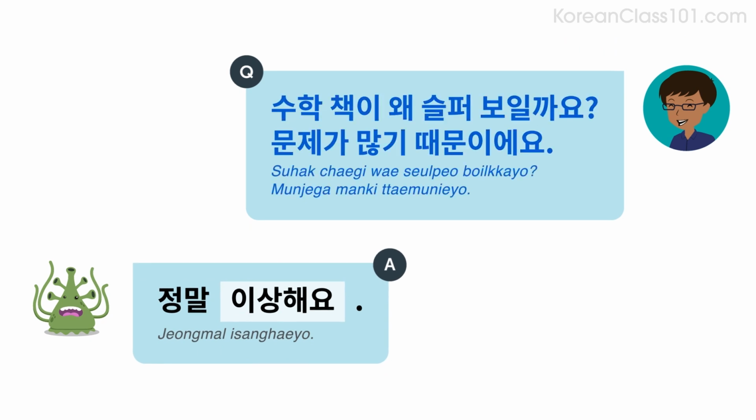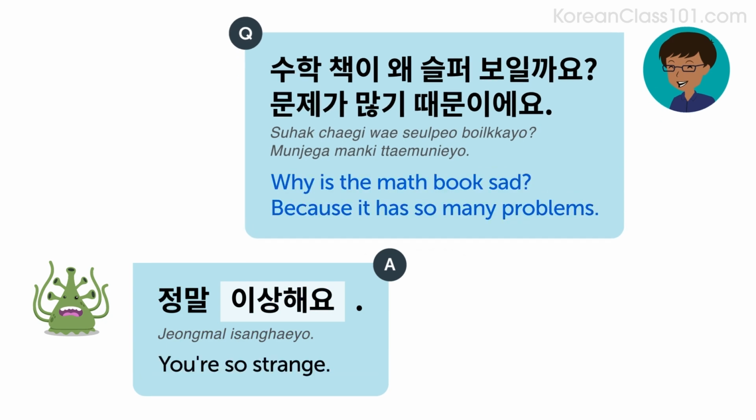수학책이 왜 슬퍼 보일까요? 문제가 많기 때문이에요. 정말 이상해요. Why is the math book sad? Because it has so many problems. You're so strange. 정말 이상해요.